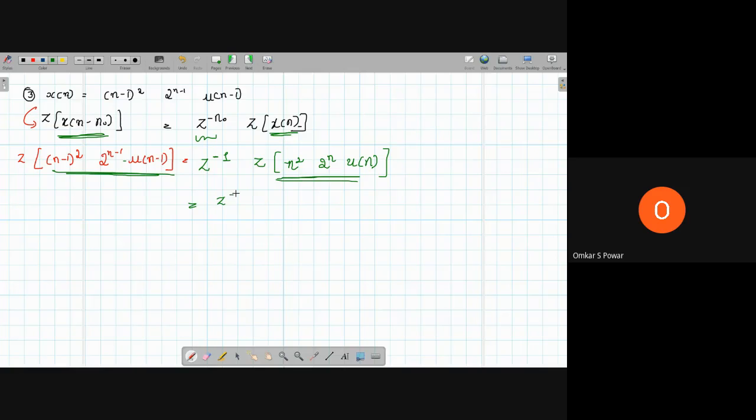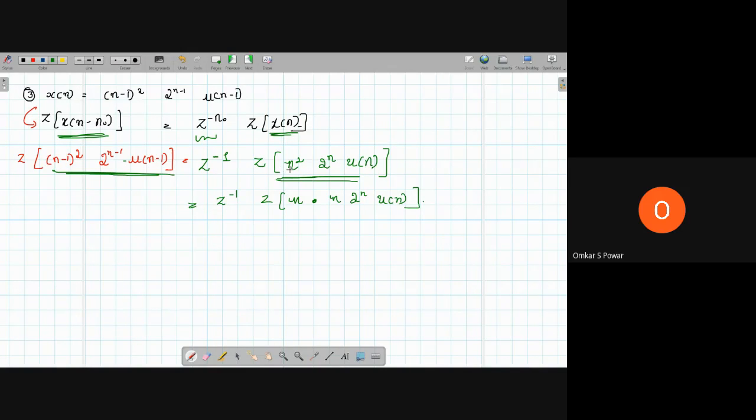Z to the power of minus 1. So the Z transform of, how can I solve this? N square 2 to the power of n u of n. Again we can use the frequency differentiation property. So I will express this as n into n 2 to the power of n into u of n. So why did I express it like this? So that we can use our frequency differentiation property and get our answer easily.